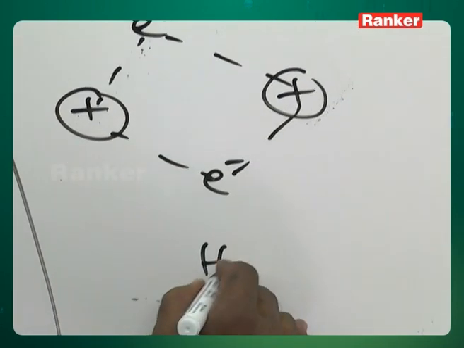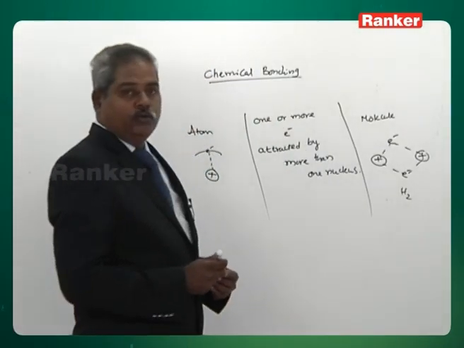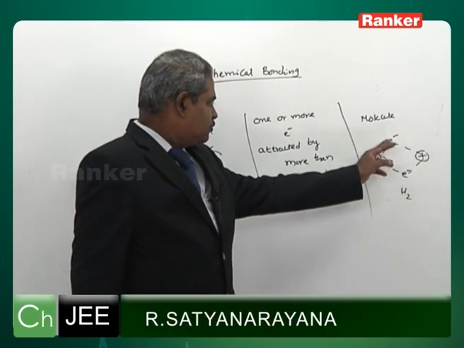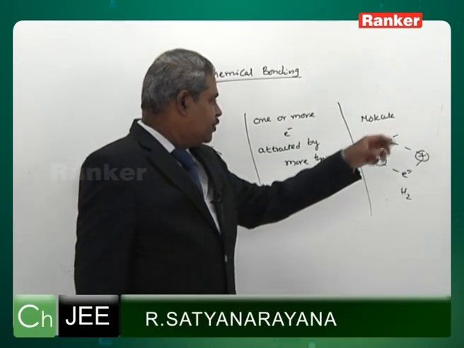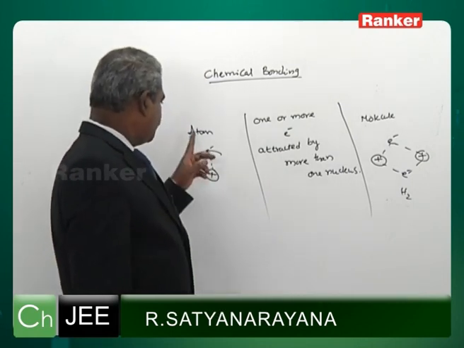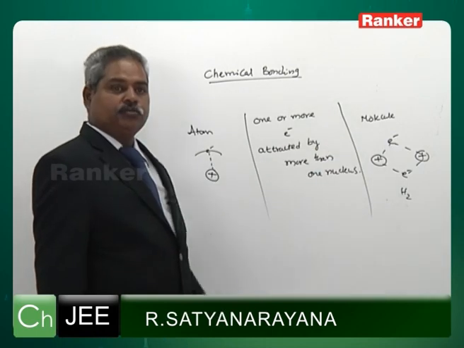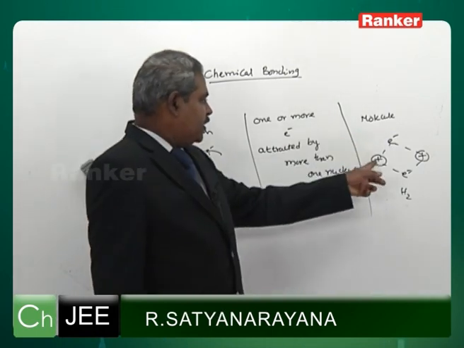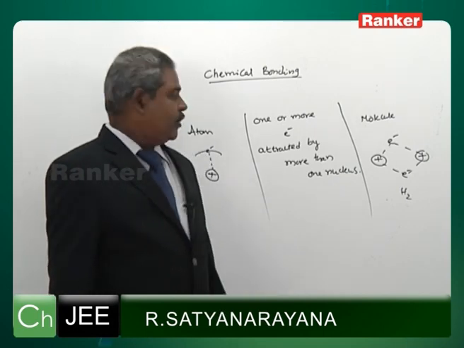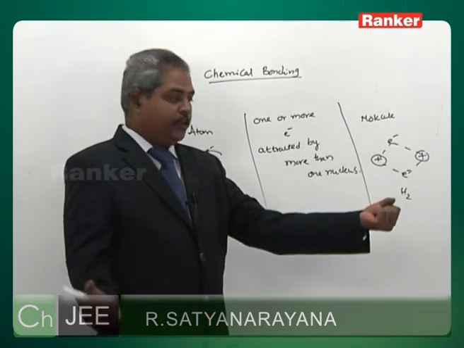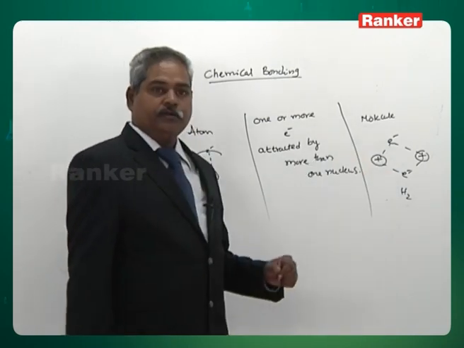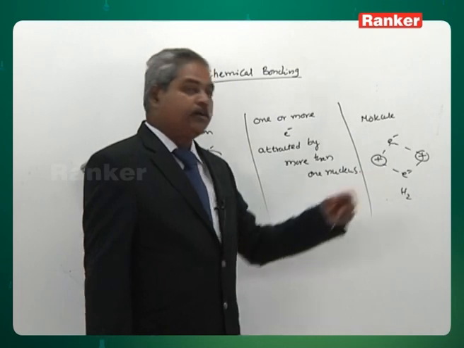In a hydrogen molecule, H2, you have two nuclei and two electrons. Both the electrons are attracted by both the nuclei, whereas in an atom there is only one nucleus. Therefore, you say these two hydrogens are bonded, or you can look at it this way also: the electron is holding the nuclei. This electron is attracting both the nuclei.